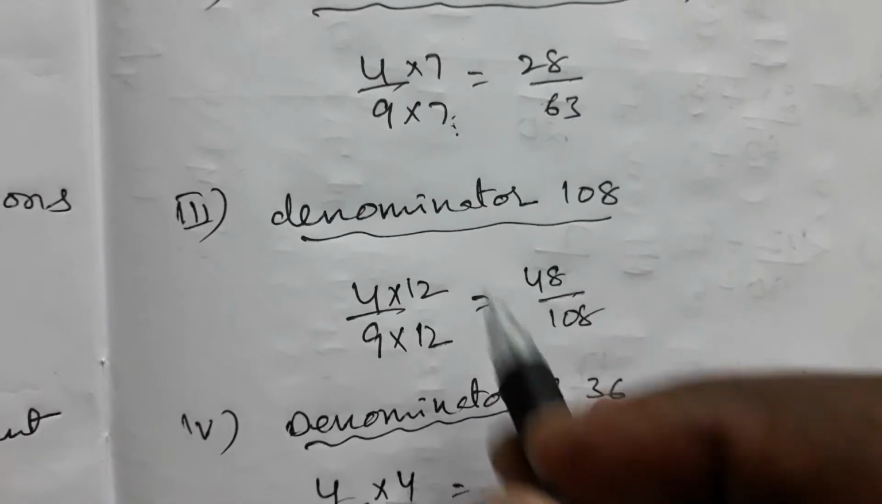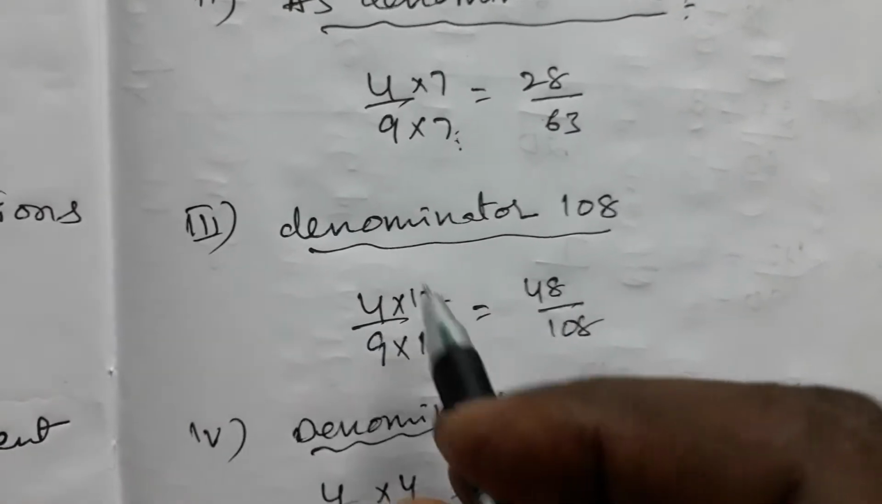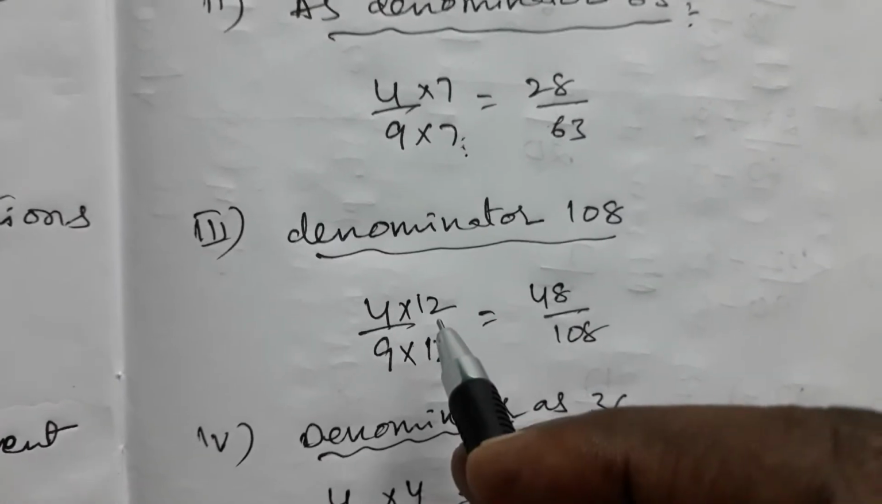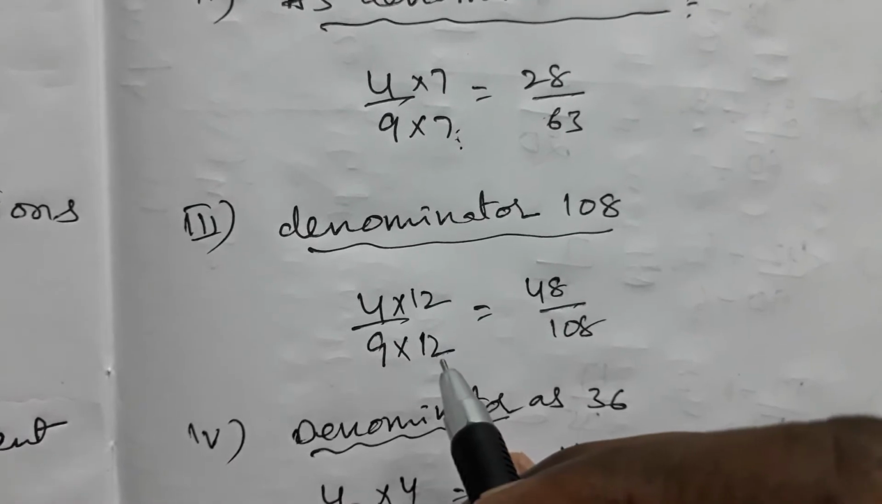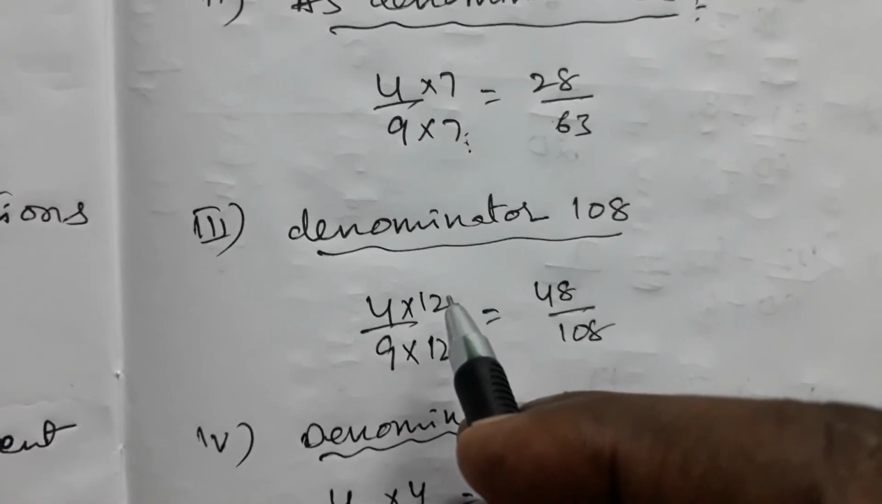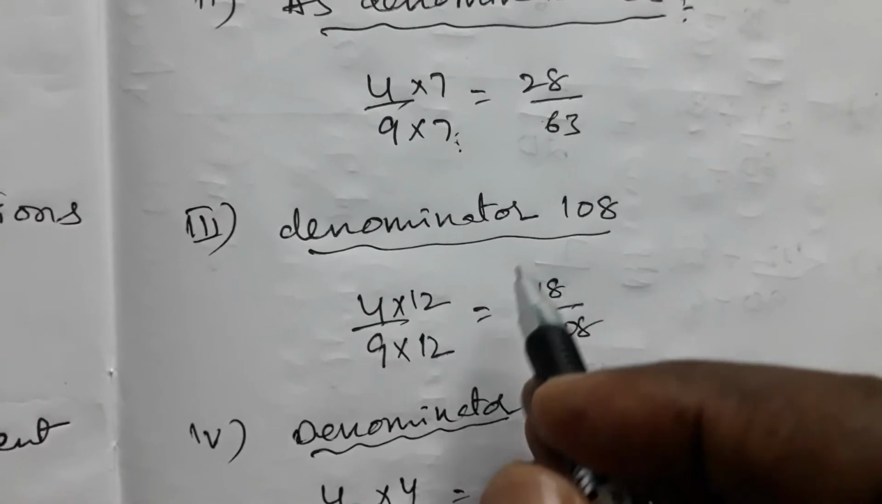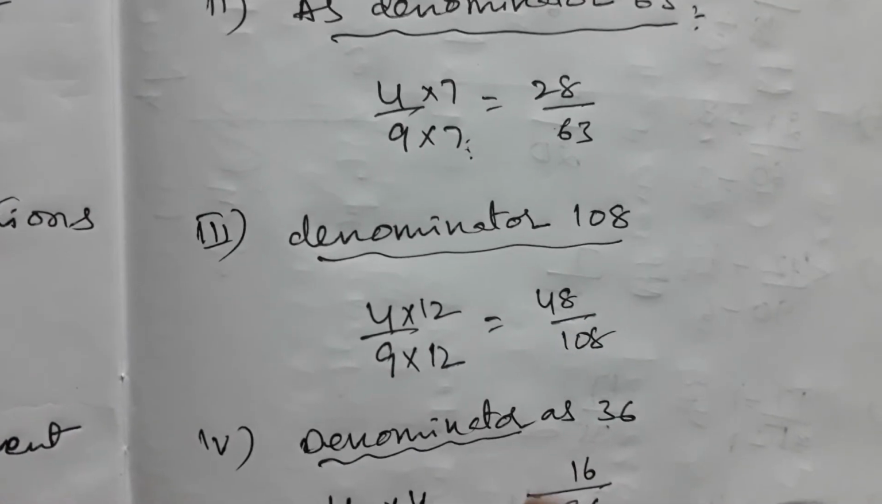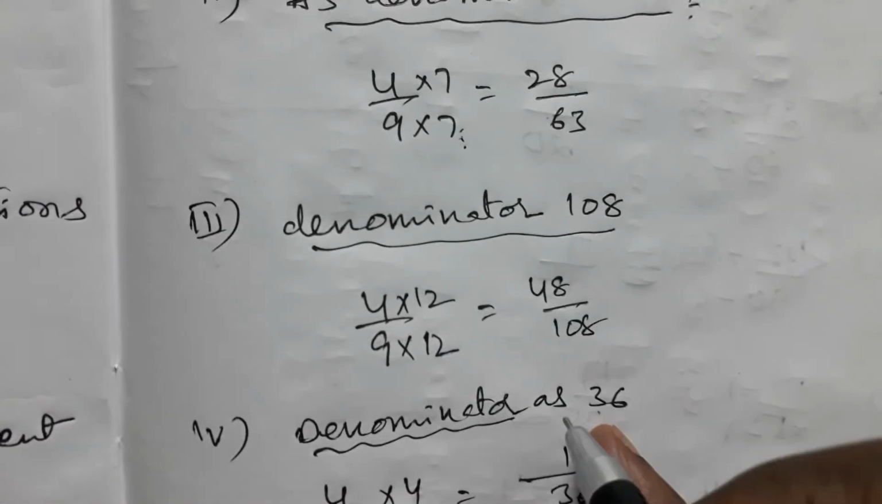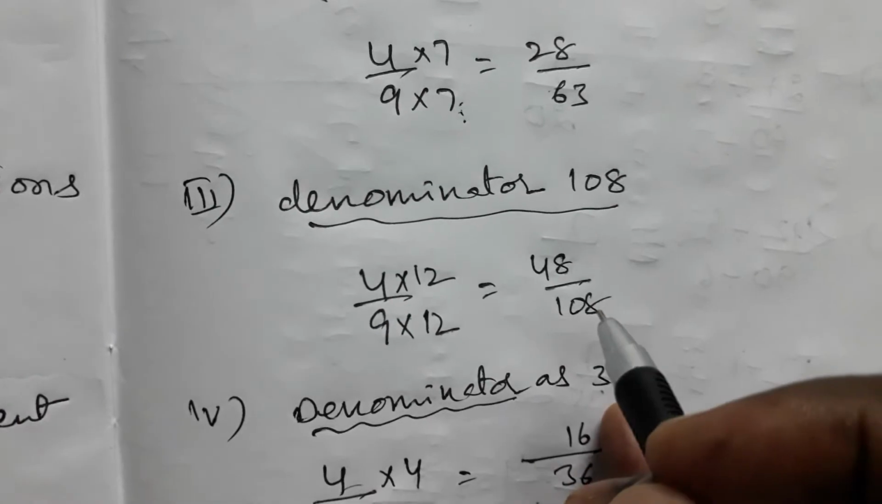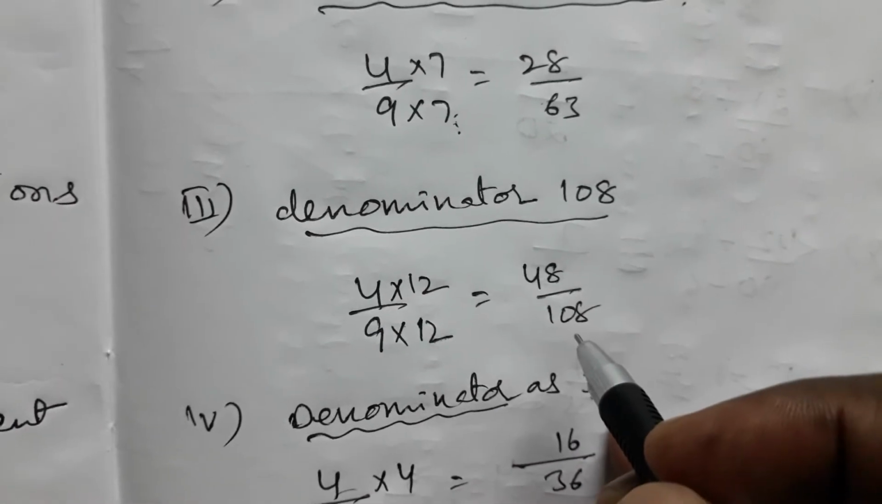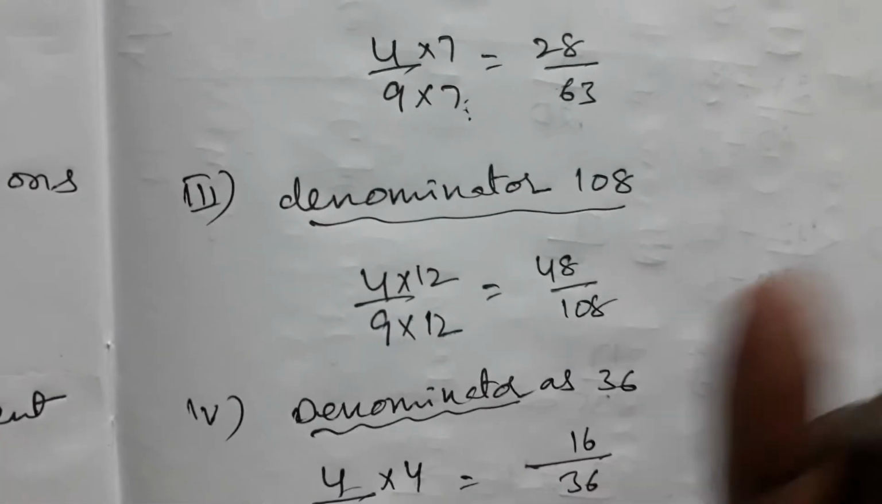Yes. To get an equivalent fraction, what do you have to do? Both numerator and denominator multiply with the same table now. When you multiply the denominator with 12, the numerator also multiplies with 12. So that is why you will get an equivalent fraction to 4 by 9. That is 48 by 108. And this follows the condition: denominator as 108 follows.